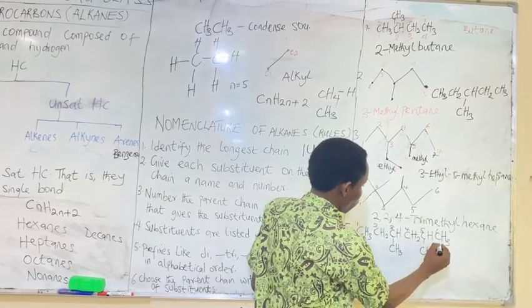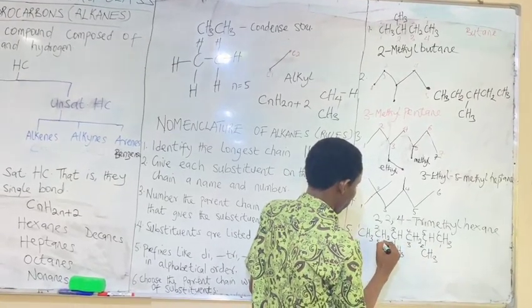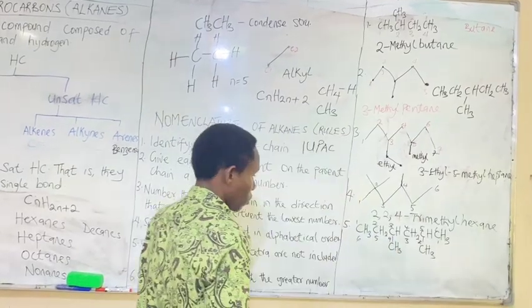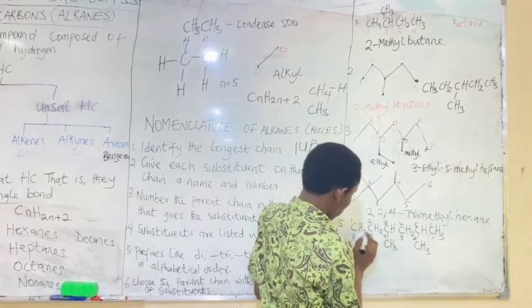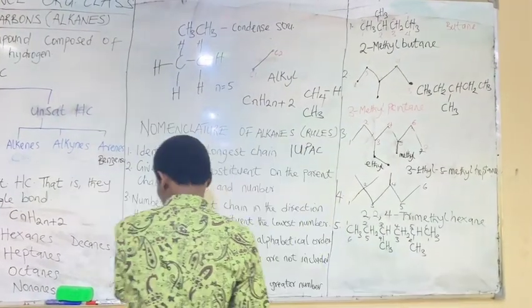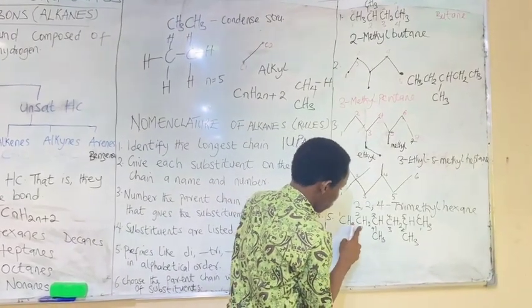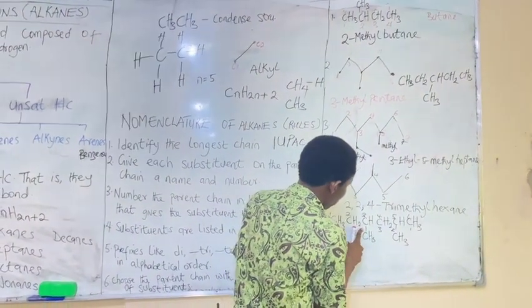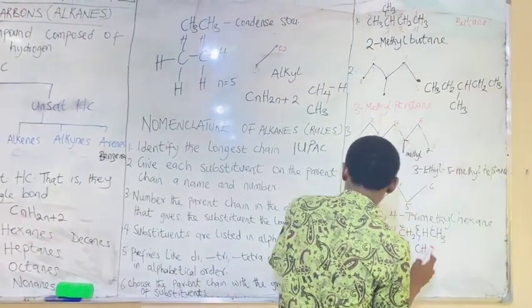You can still number it this way: 1, 2, 3, 4, 5, and 6. Which way will be correct? If you are numbering this way, I think I should use the red so we don't get confused. Let's consider this one very well.